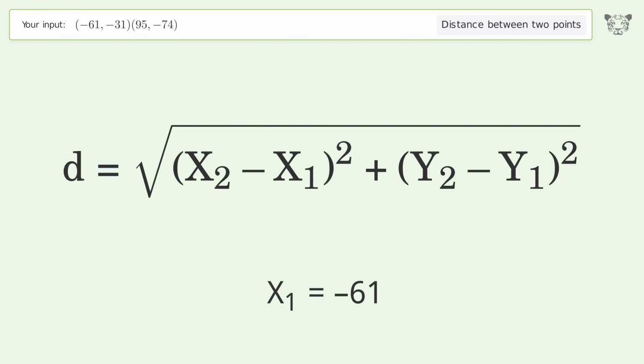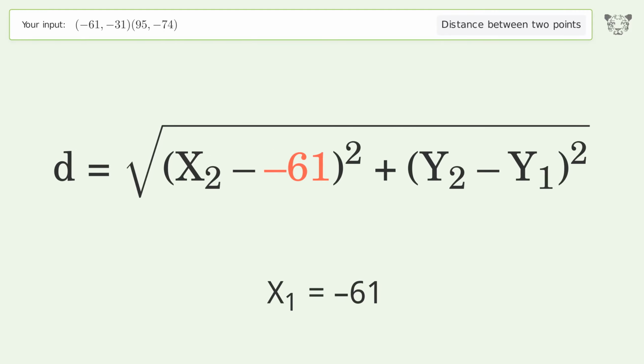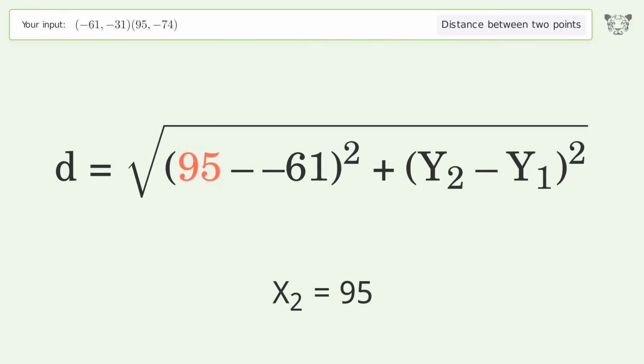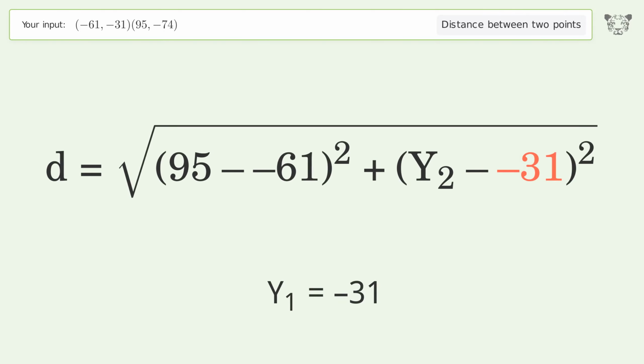x1 equals -61. x2 equals 95. y1 equals -31. y2 equals -74.